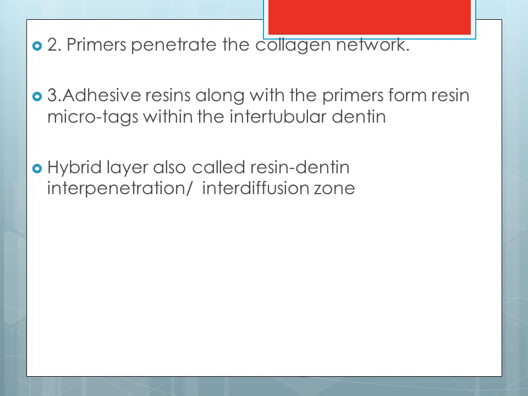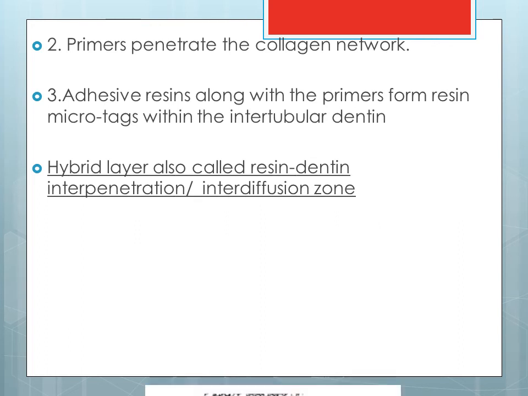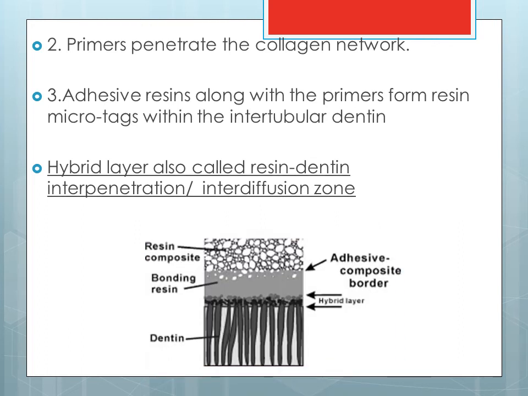So the last and the most important step, which is the interpenetration zone, is basically the step where the hybrid layer is formed. As you can see from this diagram, you have the resin composite on top, the adhesive or bonding agent in the middle, and then this black layer is the hybrid layer, which is between the dentine, the bonding agent, and the etched enamel.